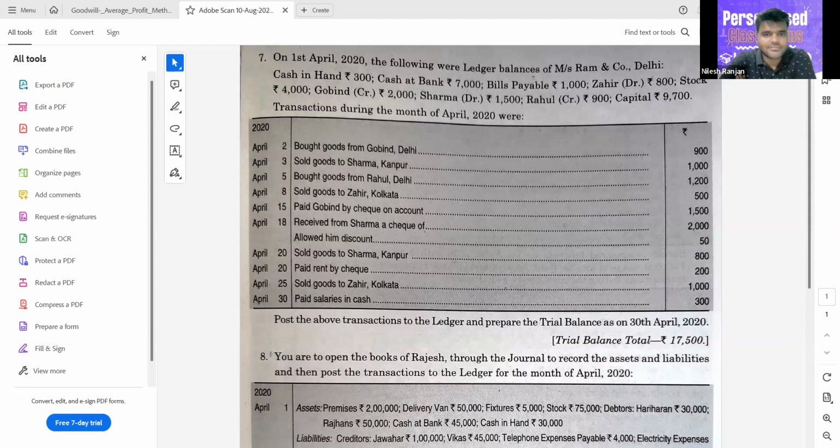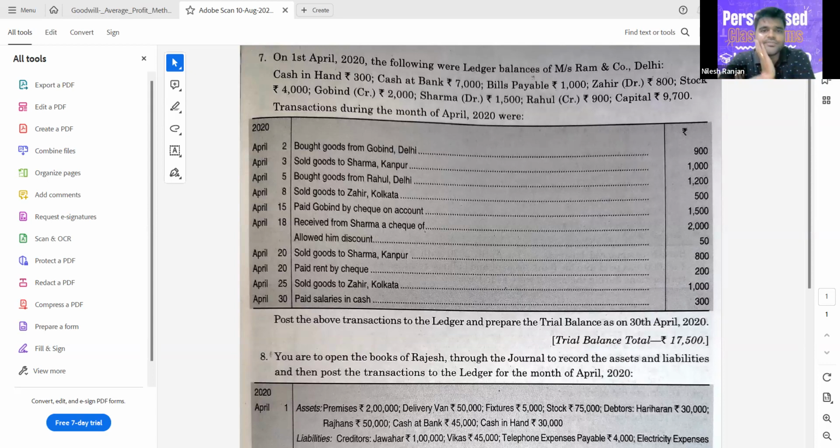Govind, rupees 2,000. And Sharma, rupees 1,000 and 1,500. Rahul, rupees 900. Capital, rupees 9,700.